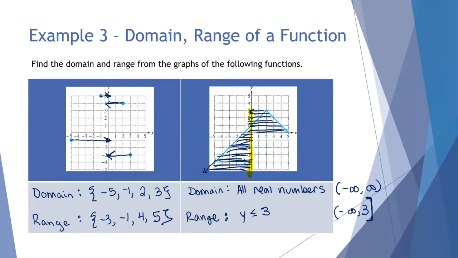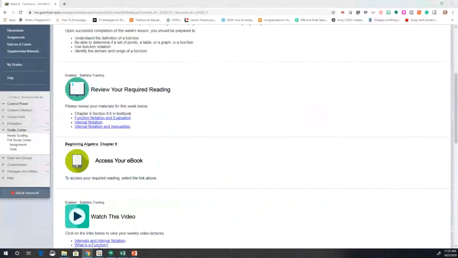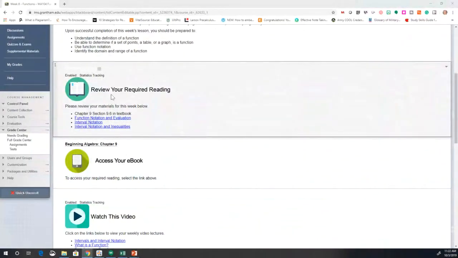Okay, it is in weekly content, so I'm going to pull the graph up here. So weekly content, when you go to the required readings, you're reading 9.6, function notation evaluation, then interval notation. So there are 2 links here, so I'm going to click on the first one.